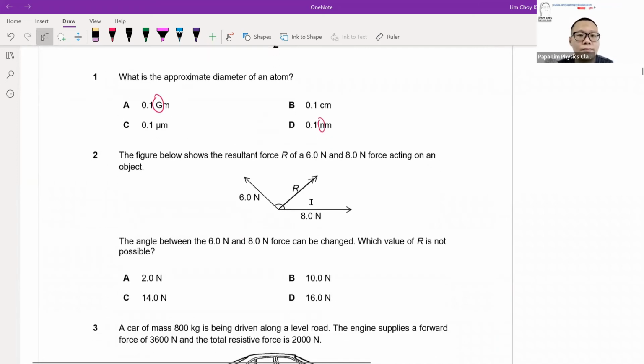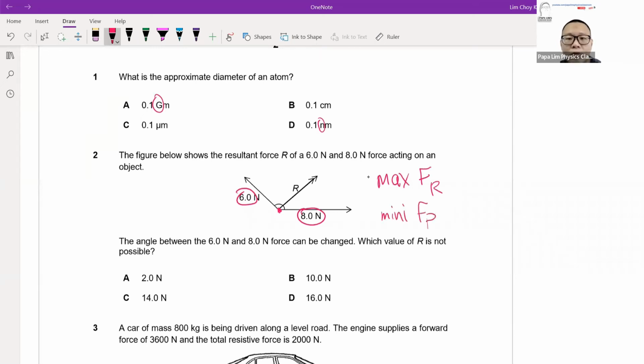Now, question 2 is a very classic question, but phrased in quite a new way. It gives you 6 and 8 newtons applied onto a particular object, and the resultant force is R. If the angle can change, what are the values that R cannot take? The approach is the same for this type of question. I encourage students to find the maximum value and the minimum value of the resultant force.